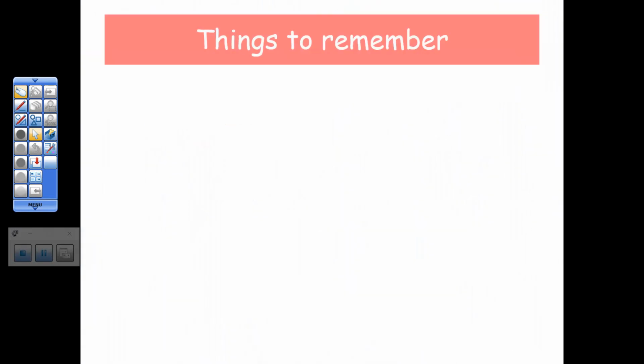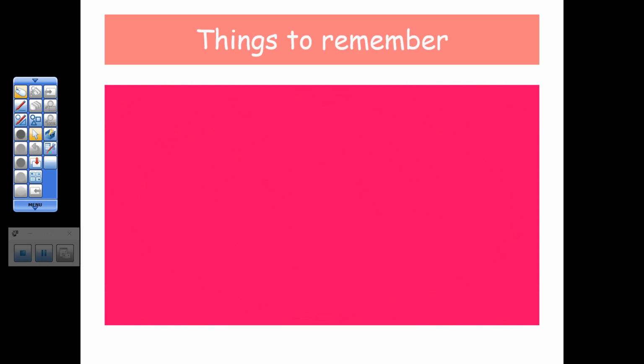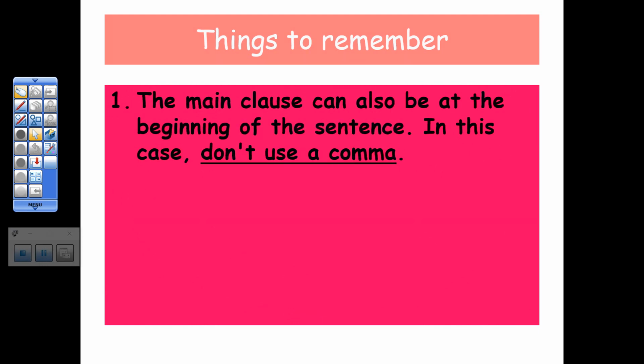Okay, now let's move to things you have to remember. The first thing you have to remember in if type 3 is that the main clause can also be at the beginning of the sentence. In this case, don't use a comma. That means you are free to start your sentence with the main clause or with the if clause. But if you start with the main clause, don't use a comma.